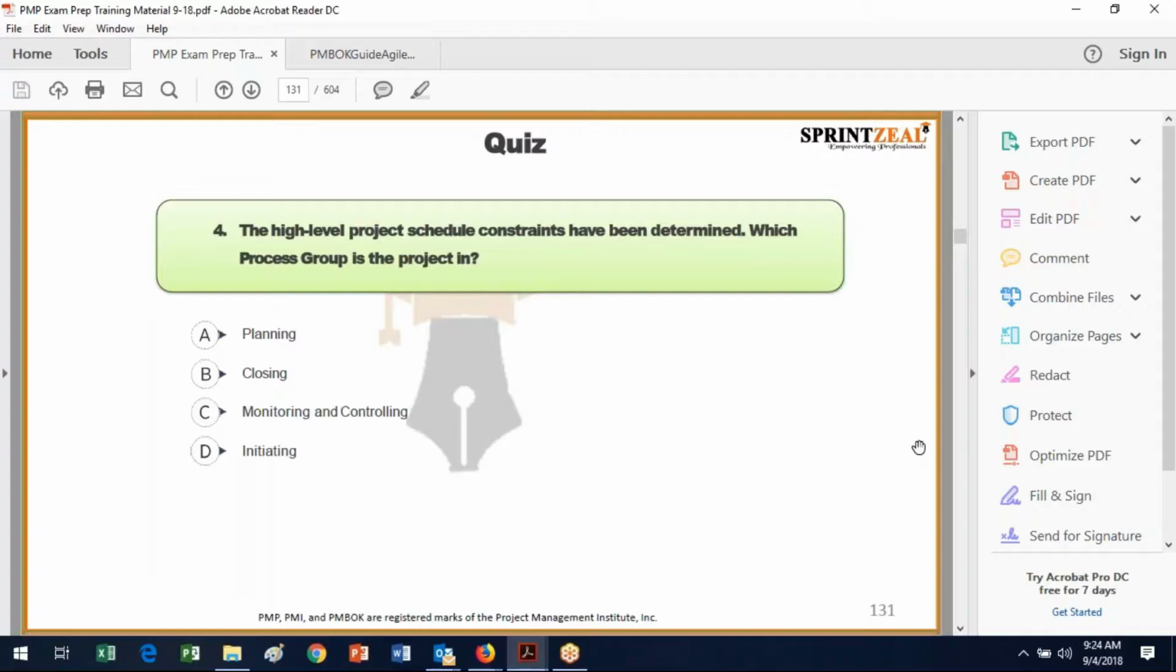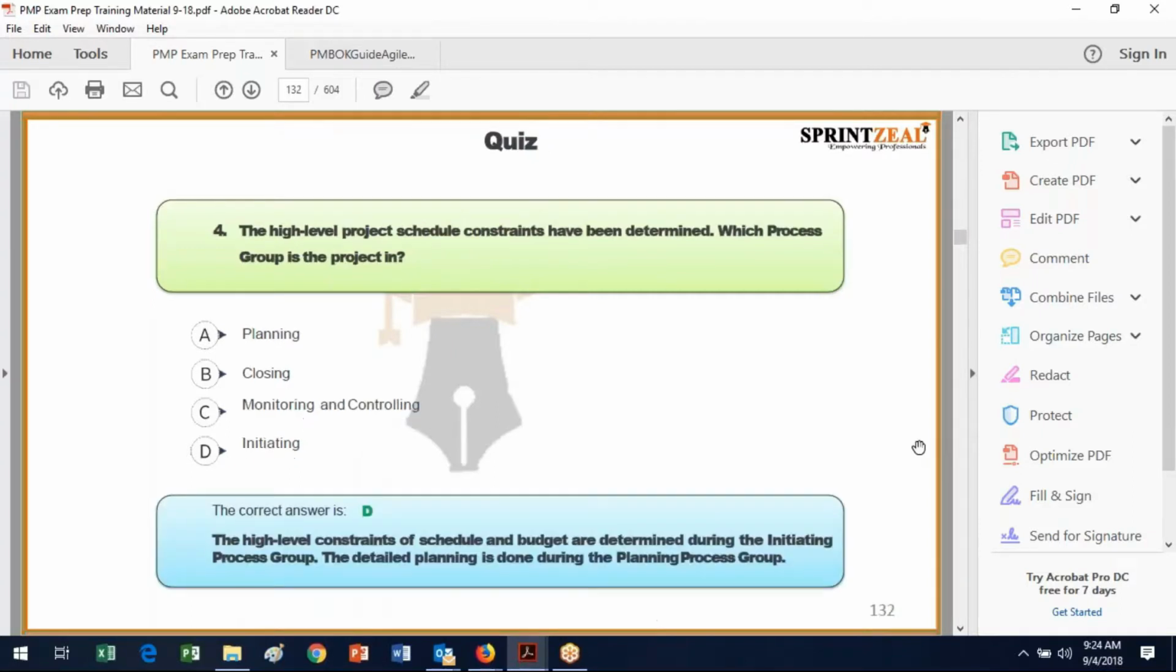Okay, number four. I'm trying to determine which process group. High level project schedule constraints have been determined. I would think it's in the initiating stage. It's correct. I was going to say it's either D or A, but I think it's D.